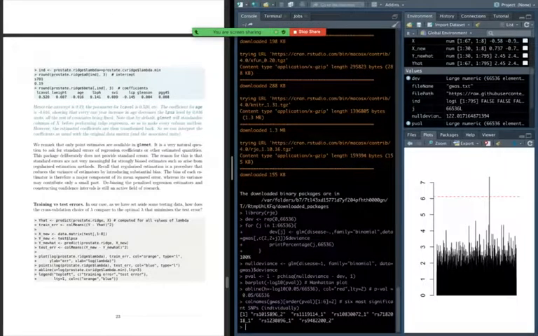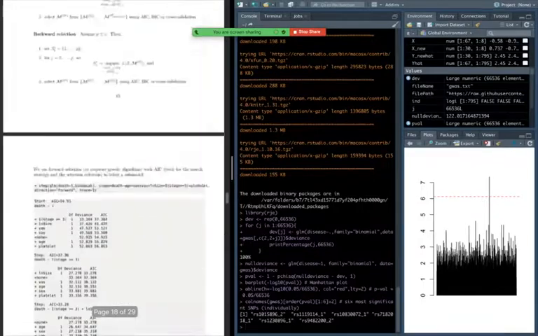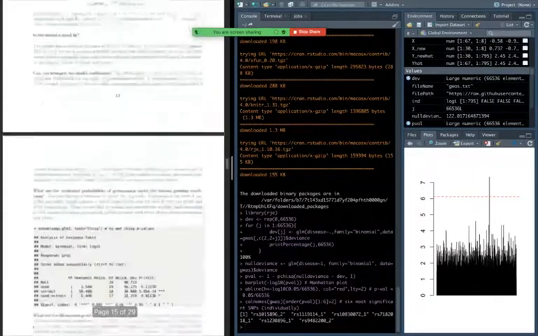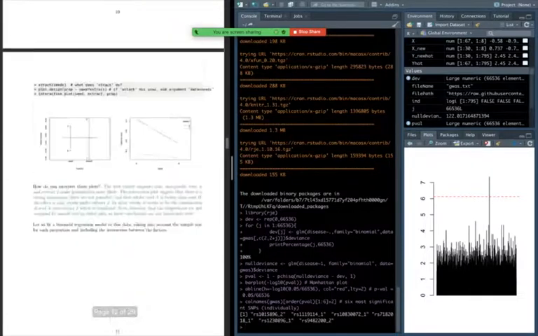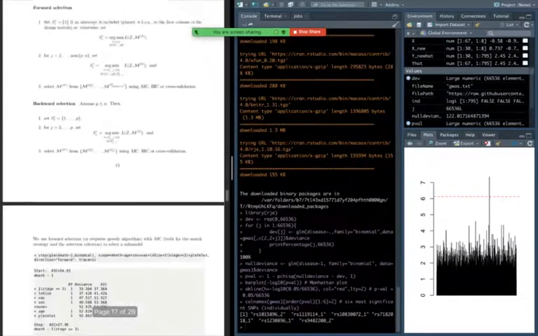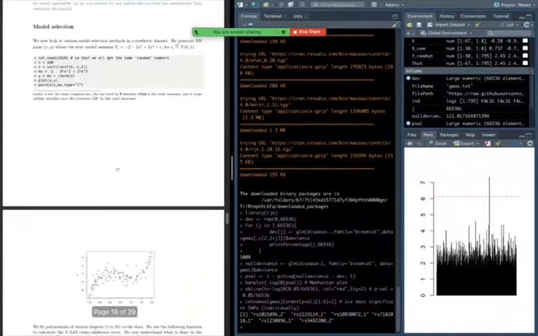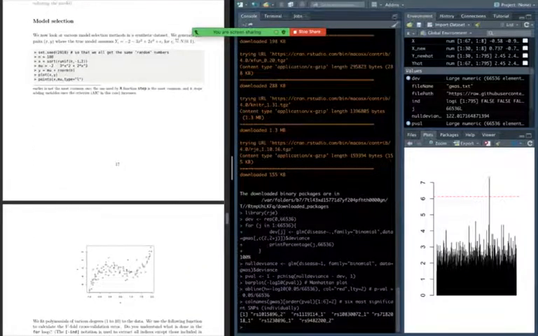So we left it here in model selection. Do we have any questions?